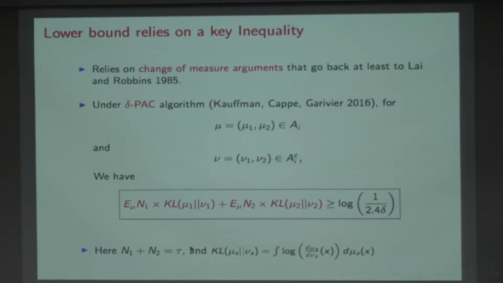So now I'm going to spend a little bit of time digging deeper into this. So n1 plus n2, by the way, is just tau. That's the total number of samples I've generated. n1 times arm 1 was pulled, n2 times arm 2 was pulled. Kullback-Leibler distance is what it is.